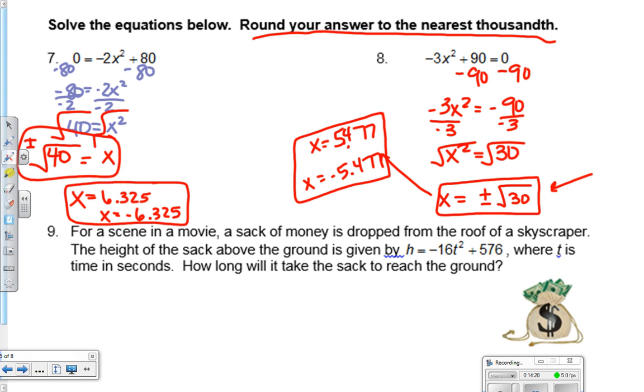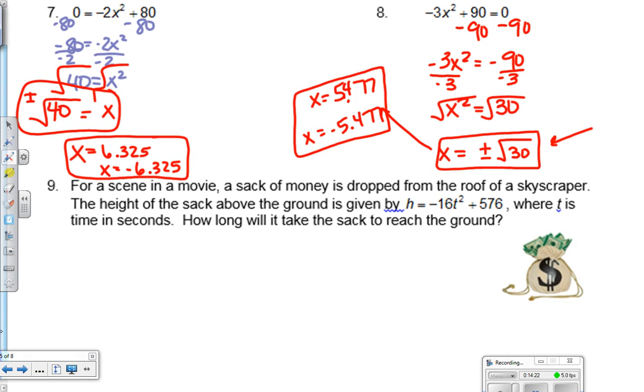Alrighty. Number 9, let's kind of get into some word problems here. For a scene in a movie, a sack of money is dropped from the roof of a skyscraper. Okay? So again, if here's my skyscraper, and we drop it down like this, you'll see it kind of looks like a quadratic. Okay? And they give you this equation. H equals negative 16t plus 576. It says, how long will it take the sack to reach the ground?